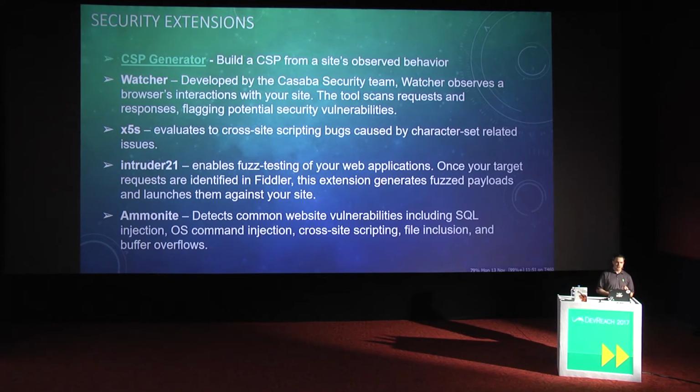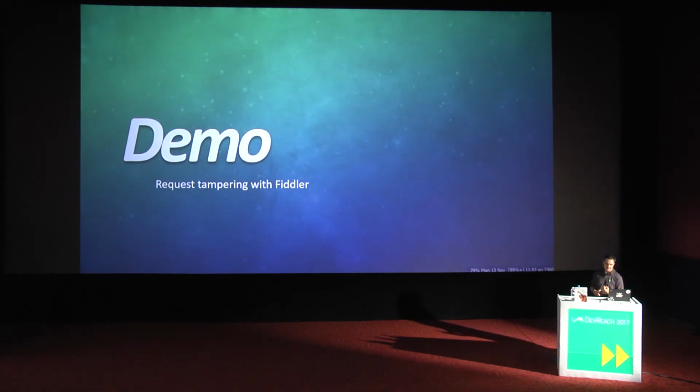There's a tool called Watcher, which is from a professional pen test company, that you just surf your site and it flags potential security vulnerabilities to you. Oops, you forgot to set a character set on this page. Oops, you're leaking this piece of data in this place. It's very powerful. x5s is a different version of that. There's a fuzzer called Intruder21. So if you use tools like Burp Proxy that have fuzzing modules, Intruder21 is the fuzzing module for Fiddler. And then there's a commercial package called Ammonite, which is a plugin for Fiddler that does SQL injection and other types of things. I already did the demo.